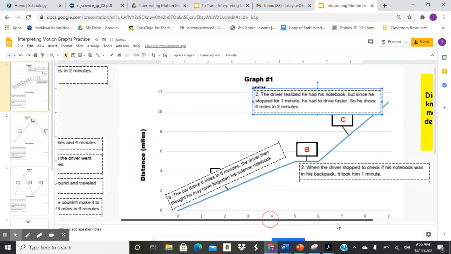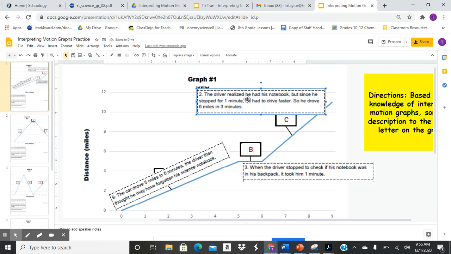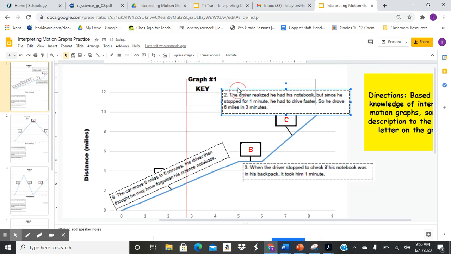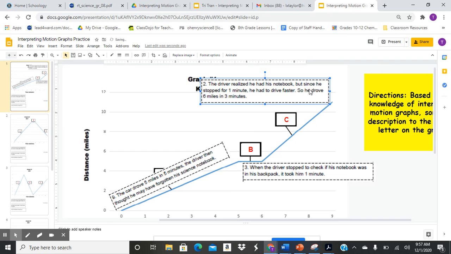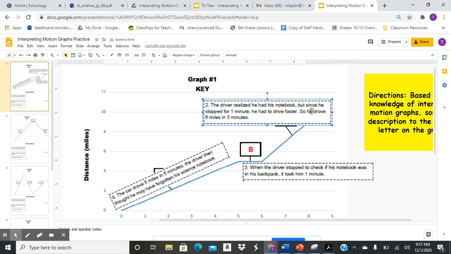And this matches because if you look at line C, he is going faster, and we know this because, I'm going to move this for a second, this line is steeper, right? Line C is steeper. If we go back to line A and compare it, line A is not as steep as line C. So that means at line C he's moving faster. So for C, the description is: the driver realized he had his notebook, but since he stopped for 1 minute, he had to drive faster, so he drove 6 miles in 3 minutes. That is our answer. Okay.